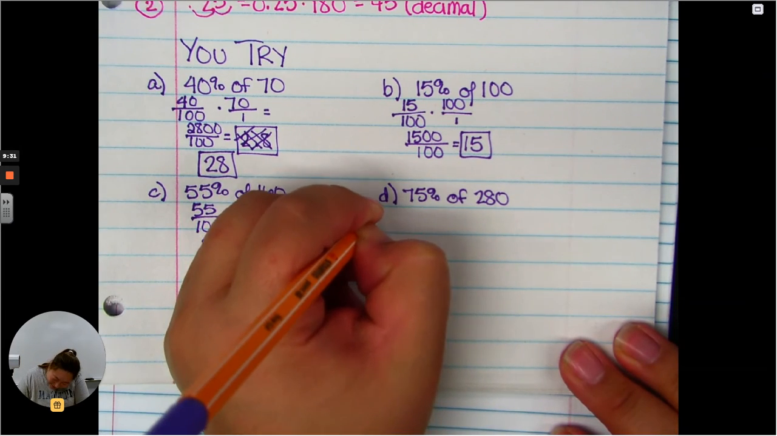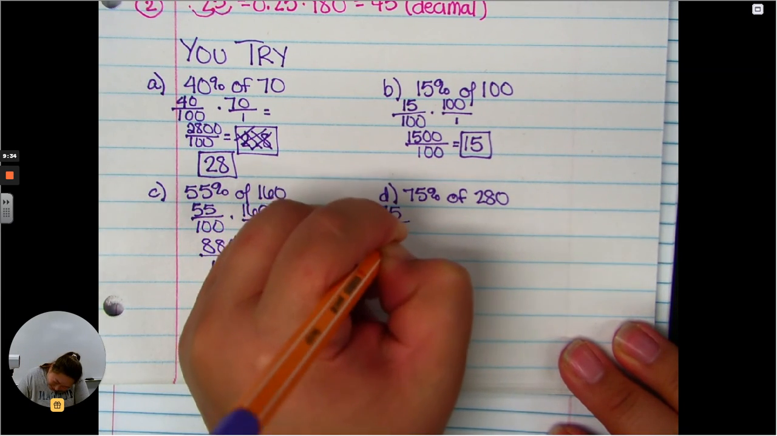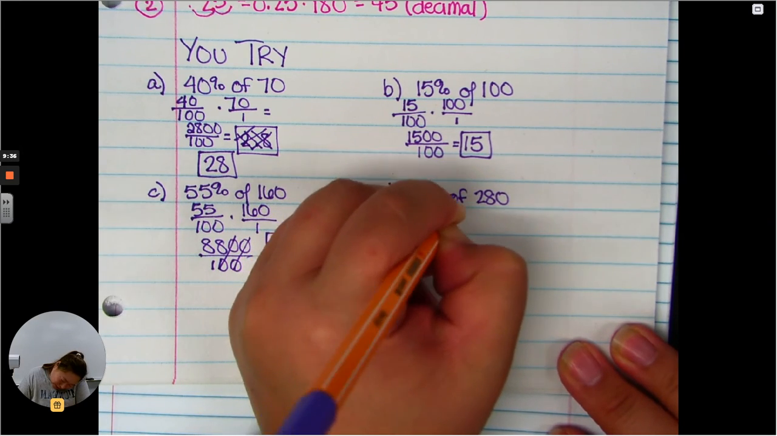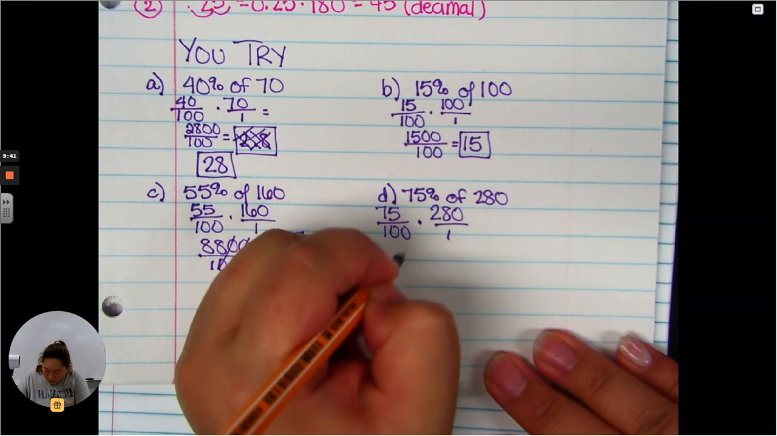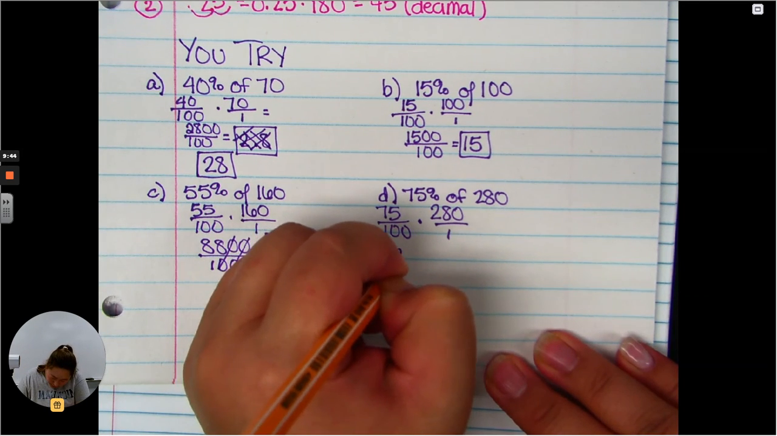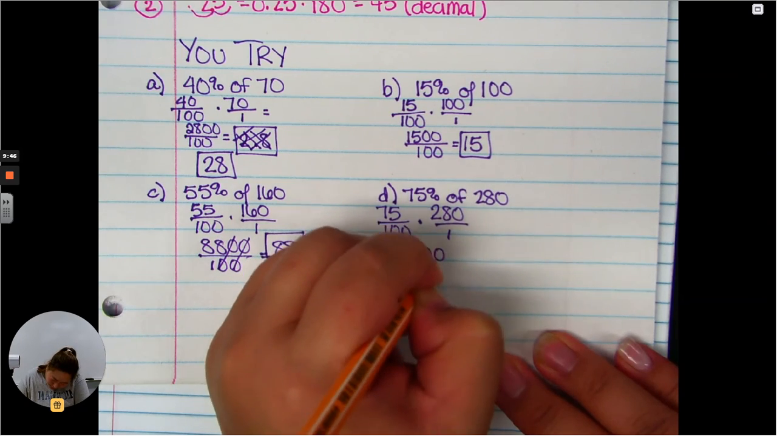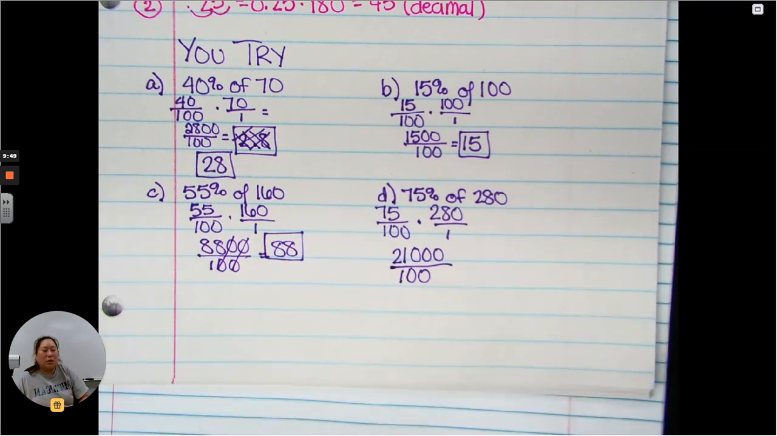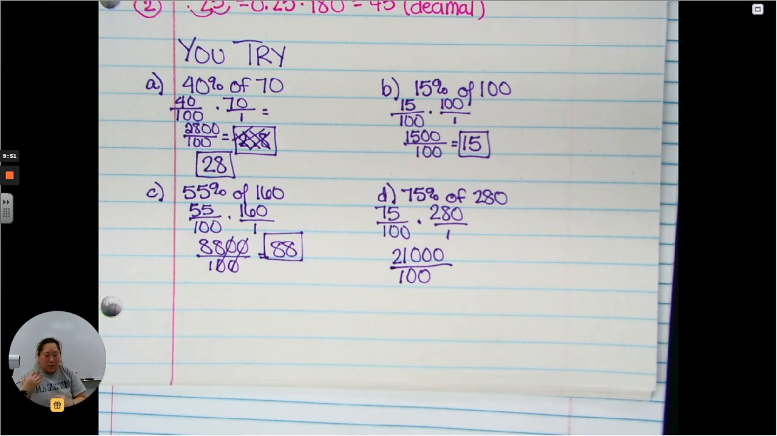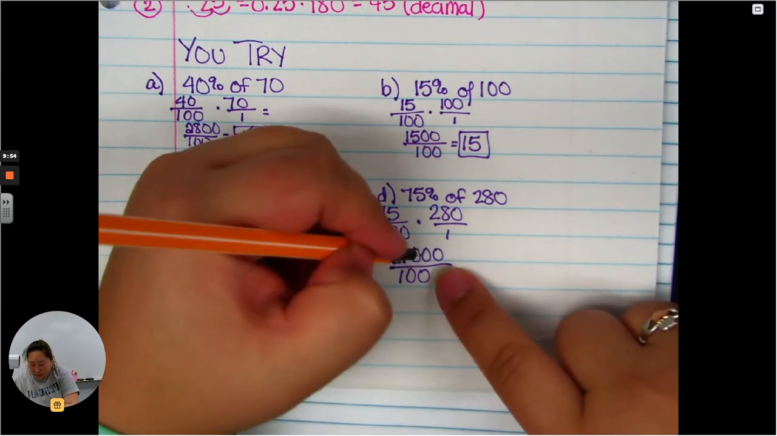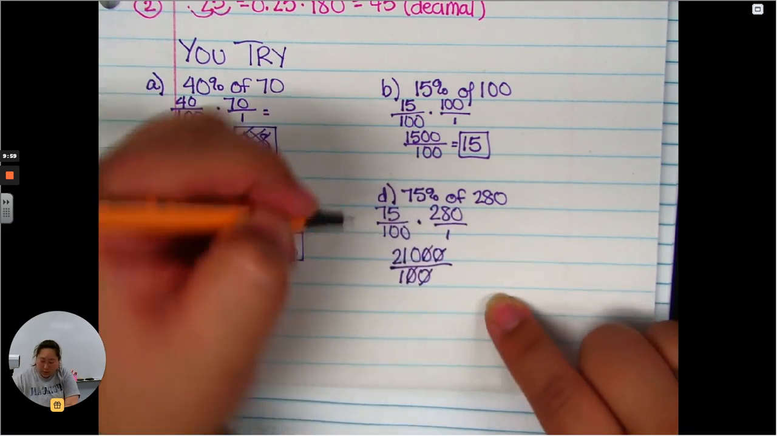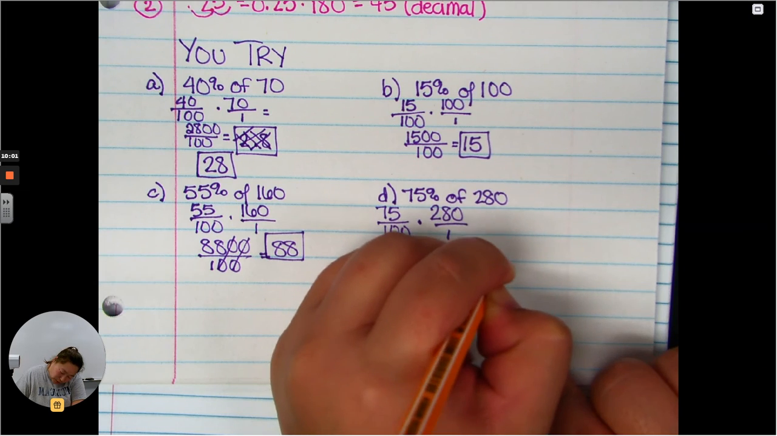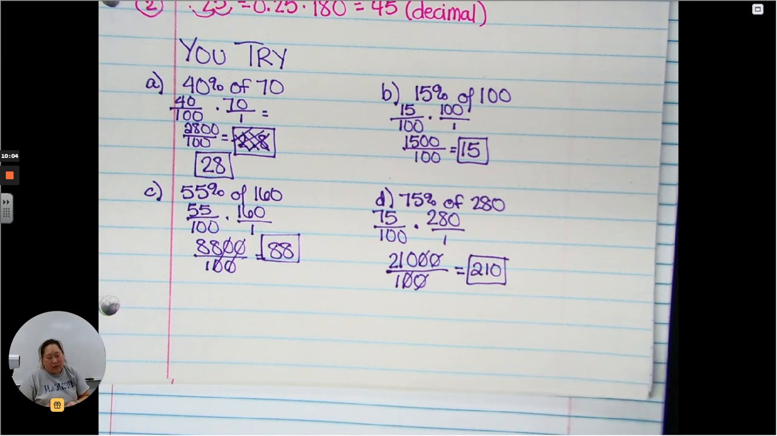Okay. For D is going to be 75 over 100 of 280 over 1. Oh, we get a really big number. So it is 21,000 divided by 100. Remember, what we're just going to do is cancel out the zeros on the top and the bottom. So I have 1 zero here, so there's the 0. 1 zero here, so here's a 0, which leaves me with 210. Okay, if you got 3 of them out of 4 correct, woohoo!